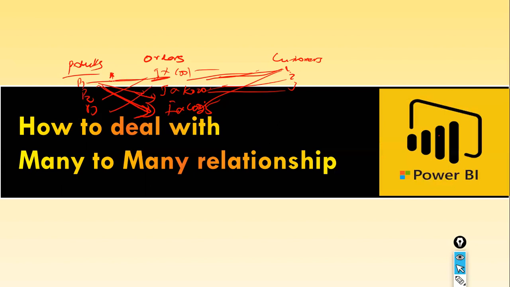And here, how can we implement them? It is not a straightforward way of implementing the many-to-many relationship. You need to have a bridge table. As I told you in the last session, we need to have a bridge table. What is a factless fact table?